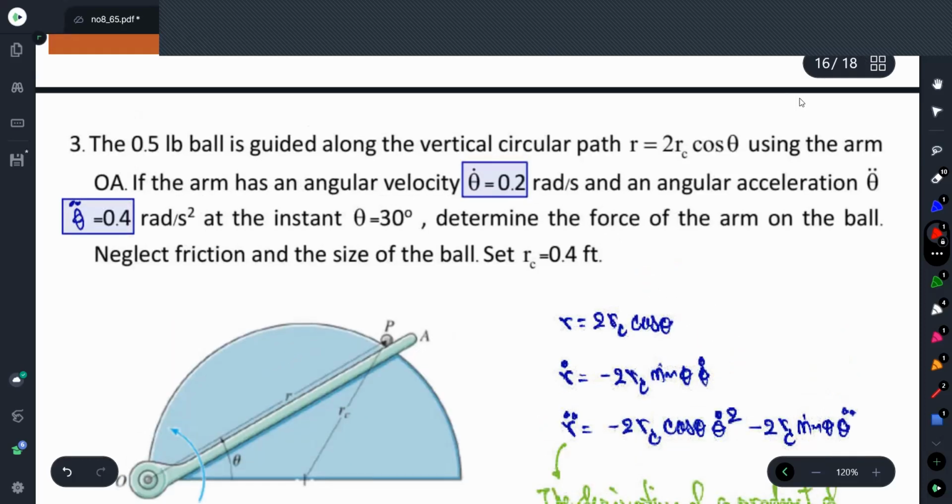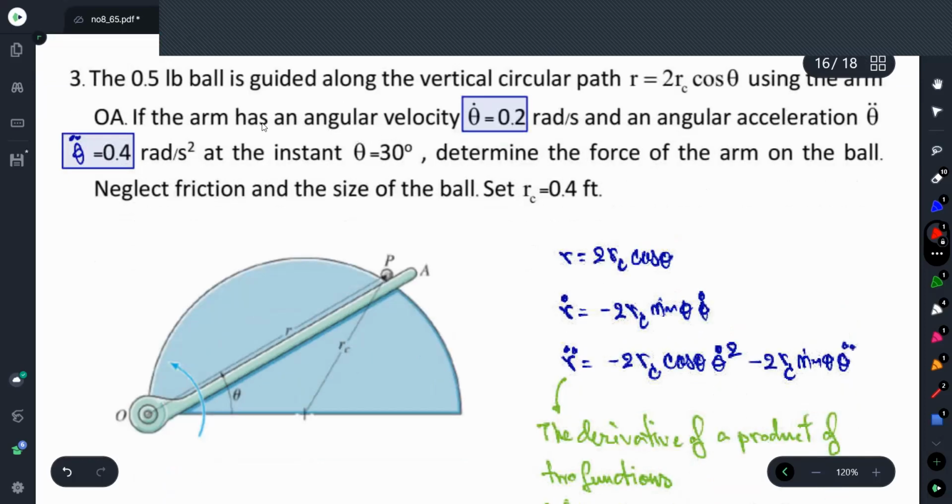If the arm has the angular velocity omega, defined as theta dot, equal to 0.2 radian per second, and the angular acceleration theta double dot equal to 0.4 radian per second squared, we would like to consider the instant of theta equal to 30 degrees. We would like to find the force of the arm on the ball, and we neglect the friction and the size of the ball. Neglecting the size of the ball means that we consider the ball as a particle.